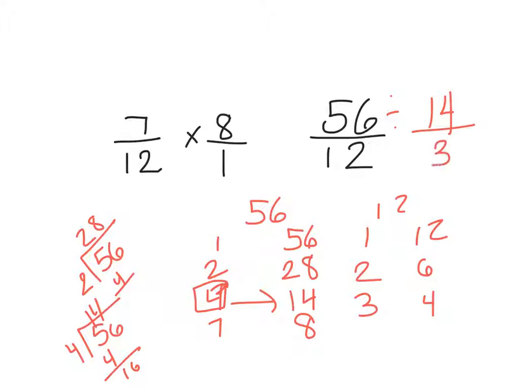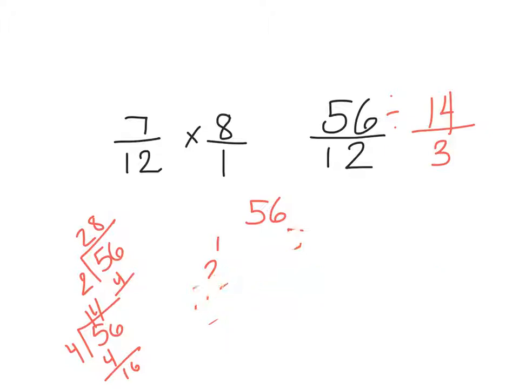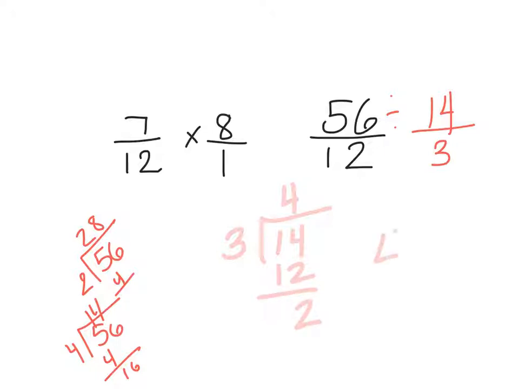14 thirds. I'm not done because I'm not going to leave an answer as 14 thirds, because that is a fraction greater than 1. So I'm going to divide 14 by 3. Three goes into 14 4 times. 3 times 4 is 12. So I'm going to have 4 and 2/3 as my answer.